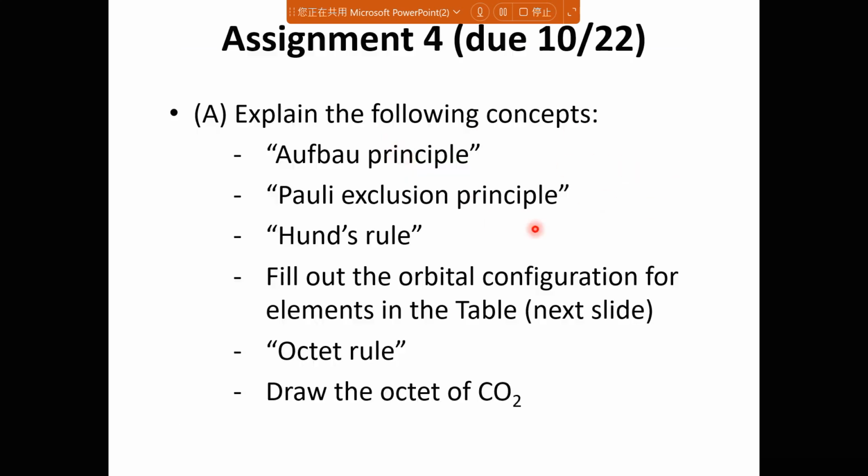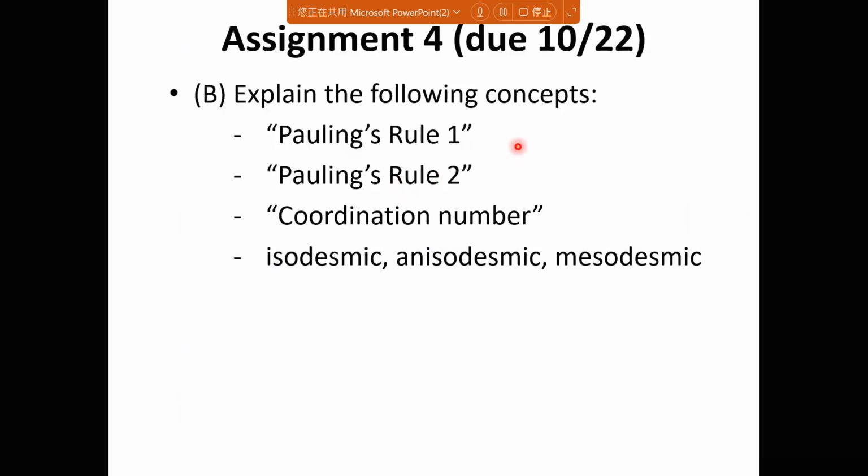This is not in the textbook. In the reading material, the B students will find the answer to this question. Explain the following concepts: Pauling's rule 1, Pauling's rule 2, coordination number, and isodesmic, anisodesmic, and mesodesmic.